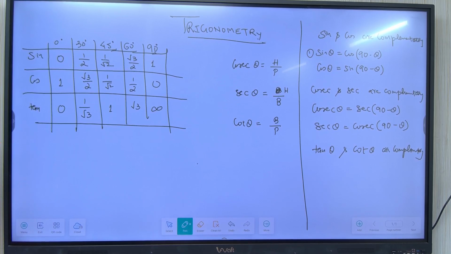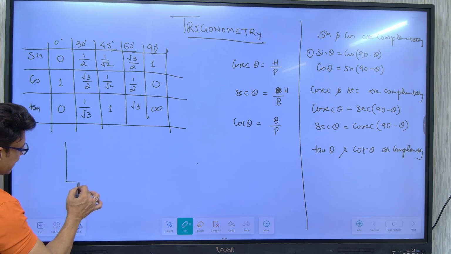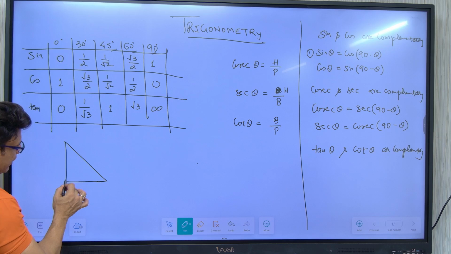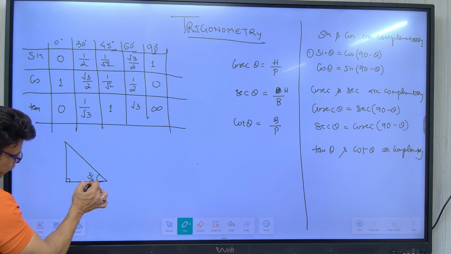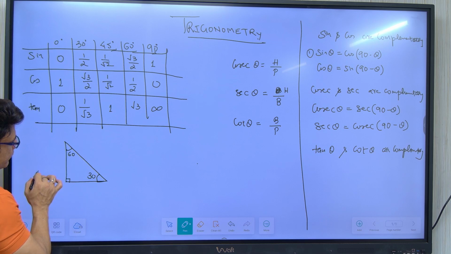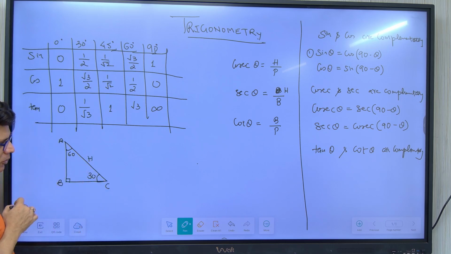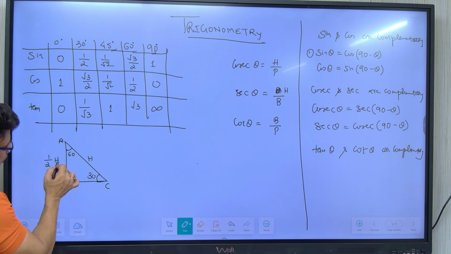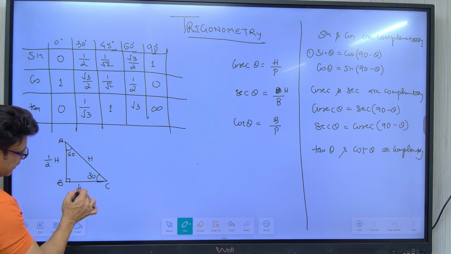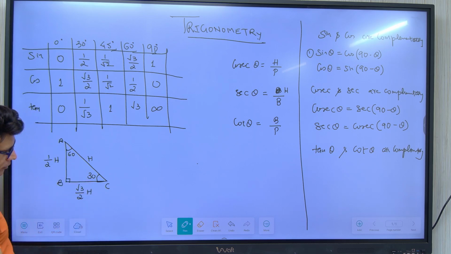And the last thing, I just want to tell you, remember 30, 60, 90 triangle ka property? How you get that 30, 60, 90 triangle ka property, I'll tell you. So this is hypotenuse. I told you side opposite 30 degrees is what? Half of hypotenuse, and root 3 by 2 times hypotenuse is the side opposite 60 degrees, right? This is what I explained you.